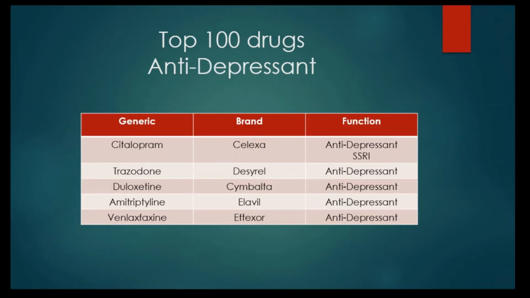We've got antidepressants. Citalopram is Celexa, and it's an SSRI. We've got trazodone, which is Desyrel, and it's an antidepressant, but it can also be used as a sleep aid. You'll see this again later on in the video. We've got duloxetine, which is brand name Cymbalta. We've got amitriptyline, which is Elavil. And we've got venlafaxine, which is Effexor.